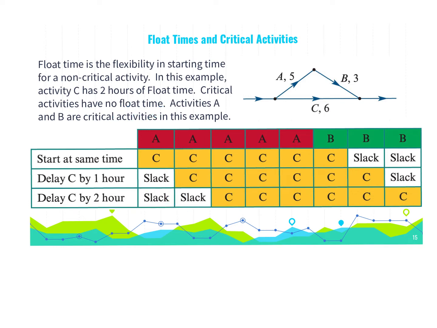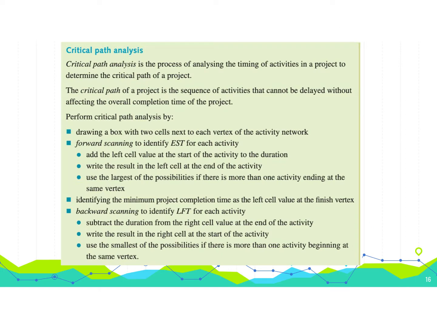Okay. Now in this particular simple network, AB is the critical path. Okay. Critical paths have no float time. So A into B, all right, has no slack time, no float time, and therefore is the critical path. So critical path analysis is basically looking at the path that cannot be delayed.